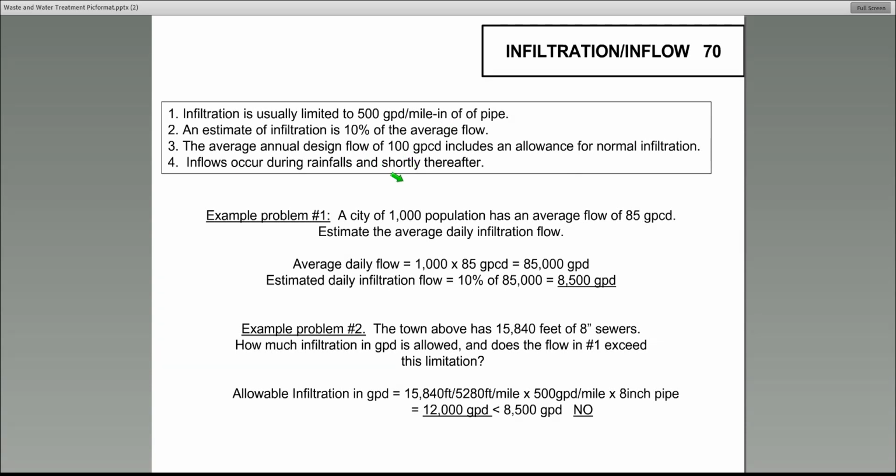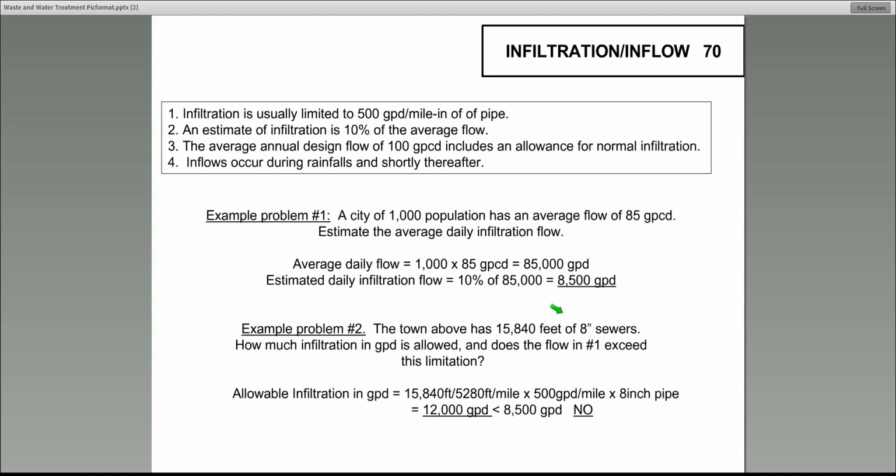Okay, let's look at how you work on an infiltration inflow problem. You have a city of 1,000 population, and it has an average flow of 85 gallons per capita per day. Estimate the average daily infiltration inflow. So the average daily flow would be 1,000 times 85, or 85,000. The estimate of infiltration is about 10% of the average flow. So the estimated infiltration flow is 10% of 85,000, or 8,500.